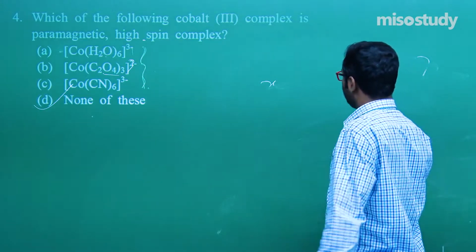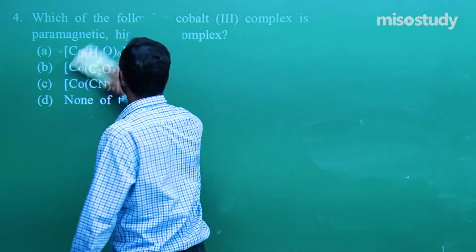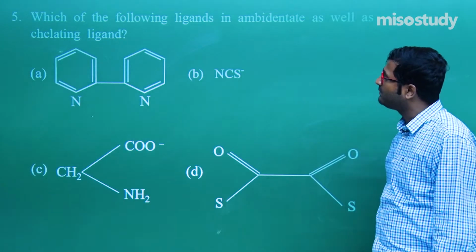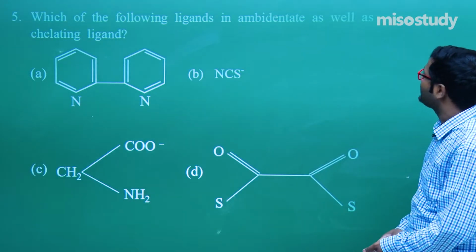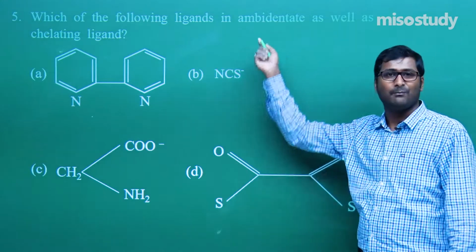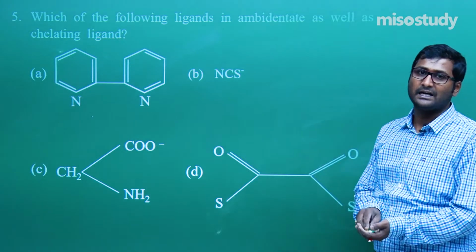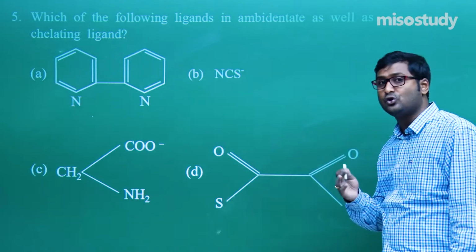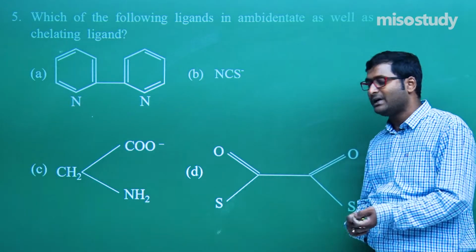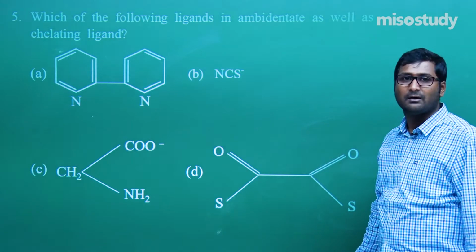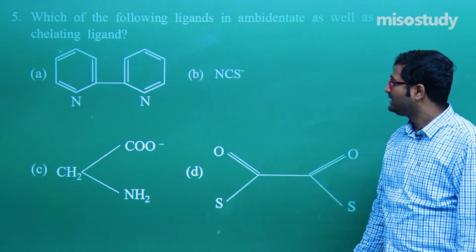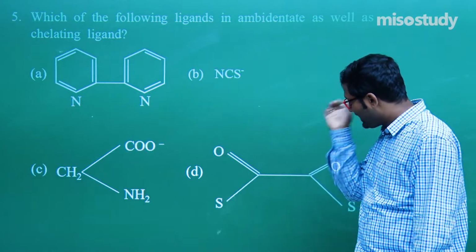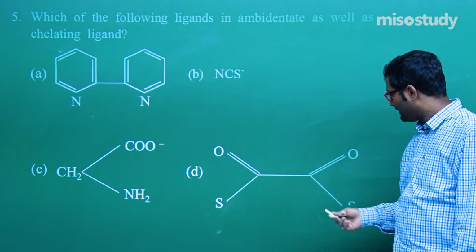Clear? Now let's move to the next question. The next question in this case is question number 5. Which of the following ligands is ambidentate? As we know, what is an ambidentate ligand? Ambidentate ligands are those ligands which have two donor atoms, and at one time there is one donor atom attached to the central metal atom. In this case, this is an ambidentate ligand. Clear to you? Here is also an ambidentate ligand, and this one is also.